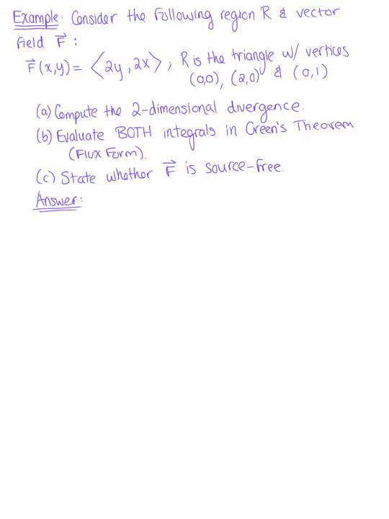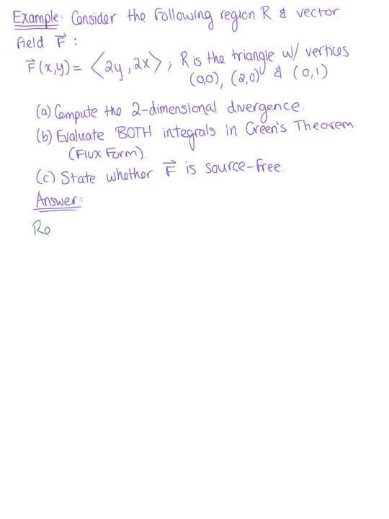Consider the following region R and the vector field F. So here we're given the vector field in terms of x and y, defined by components 2y and 2x. And our bounded region R is the triangle with vertices at the origin, at the x-intercept 2, 0, and the y-intercept 0, 1. And we're asked to compute the two-dimensional divergence, then evaluate both integrals in Green's theorem, the flux form, and then to state whether this vector field is source-free.